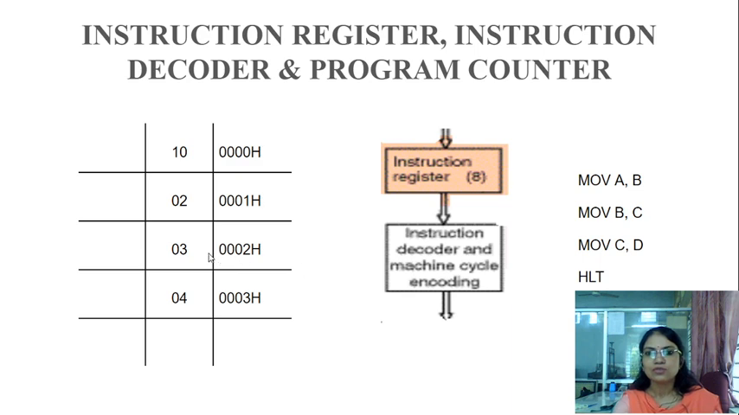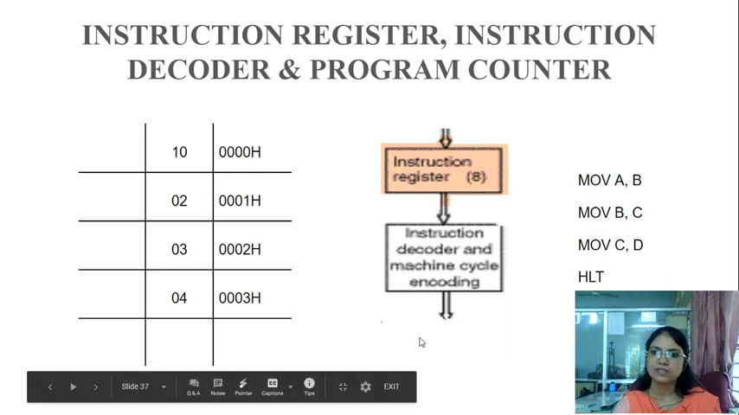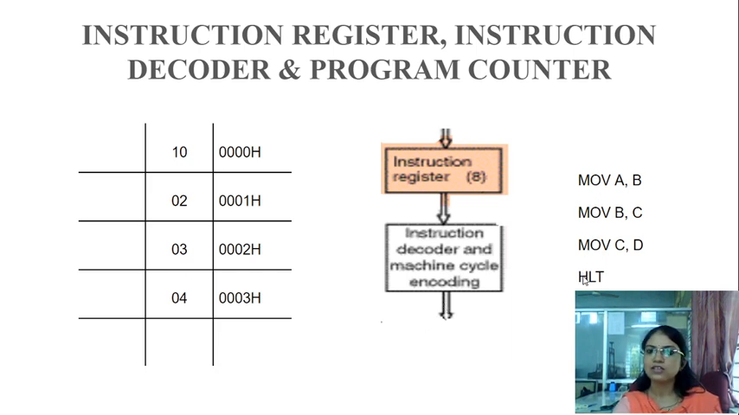So what is the content of 0002H? What is the opcode? 03H. As soon as this address comes into the program counter, this 03H is transferred onto the instruction register, and in this way the third instruction, that is move C comma D, is also executed. In this manner all 4 instructions are executed in that sequence.